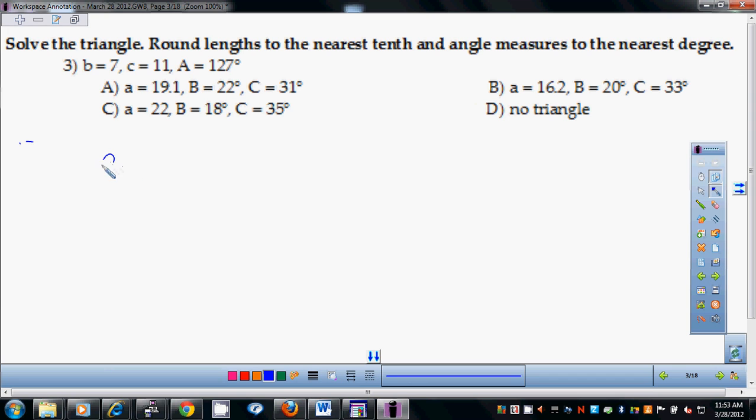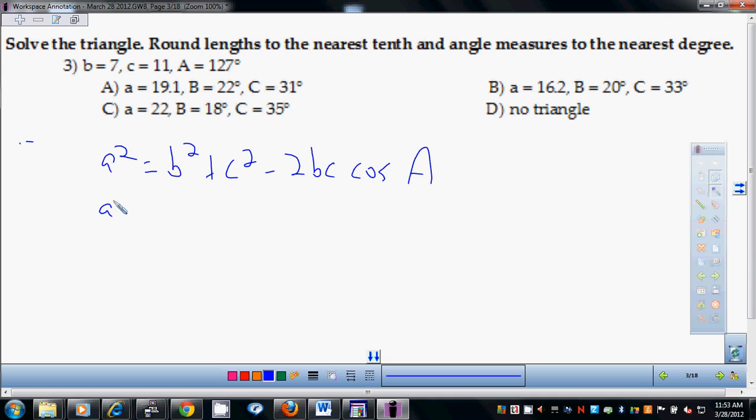So for us, that'd be little a squared. It's always the side opposite your angle you isolate. Equals b squared plus c squared minus 2bc cosine big fat A. So, a squared equals 7 squared plus 11 squared minus 2 times 7 times 11 cosine of 1.7.